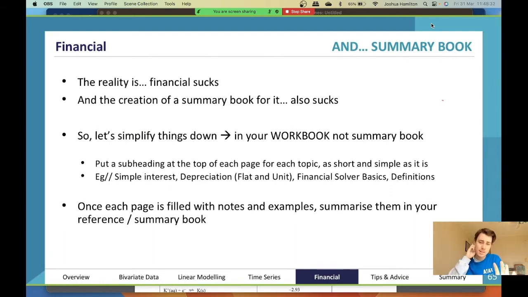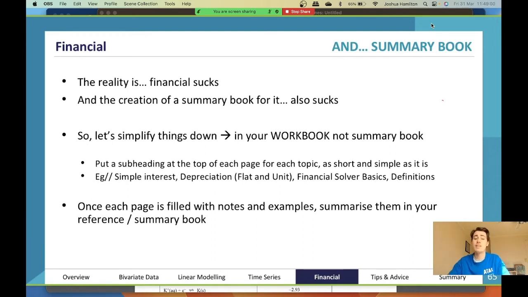So I'm going to simplify things down, because for your summary book, it's really difficult. What I would say is, first of all, do it in your workbook. Each time you do a topic, make it a subheading, like simple interest, and then write down all the information for simple interest. Then do depreciation, then write down all the things for depreciation, financial solver, definitions, etc. Once each page is filled out with notes and examples, summarize it into your reference summary book.